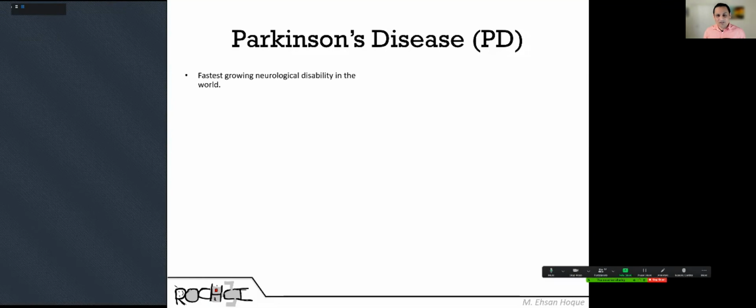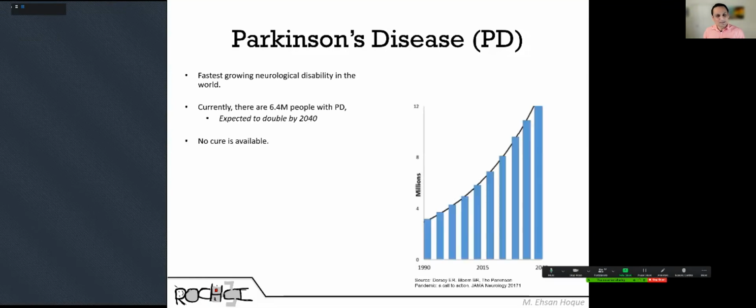But before I tell you, this is briefly about what is Parkinson. This is the fastest growing neurological disability in the world. There are around 6.4 million people with PD, and it's going to double by 2040. There's no cure available right now. The best possible treatment is 50 years old.